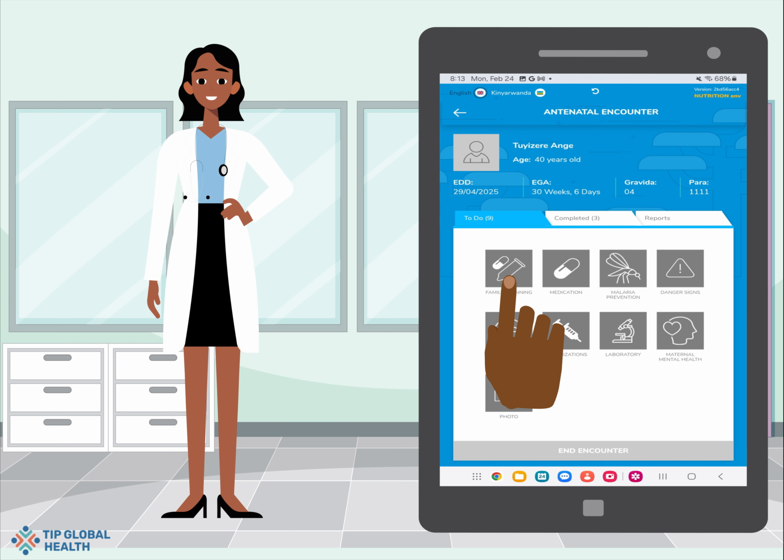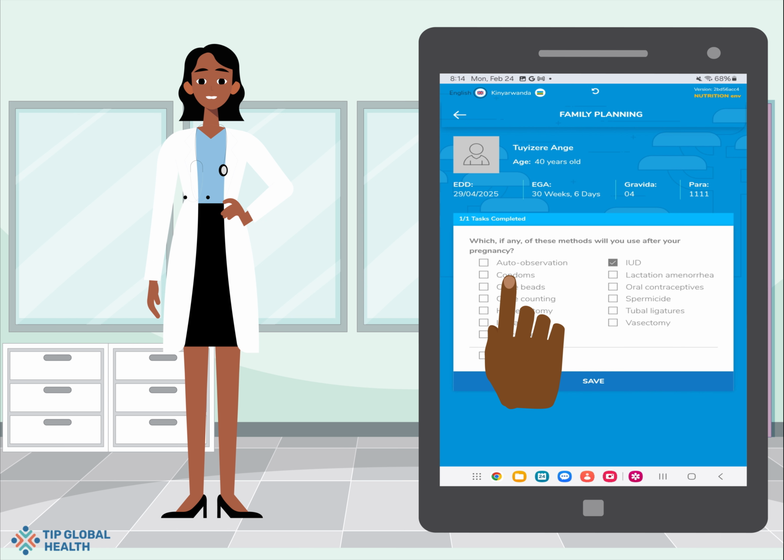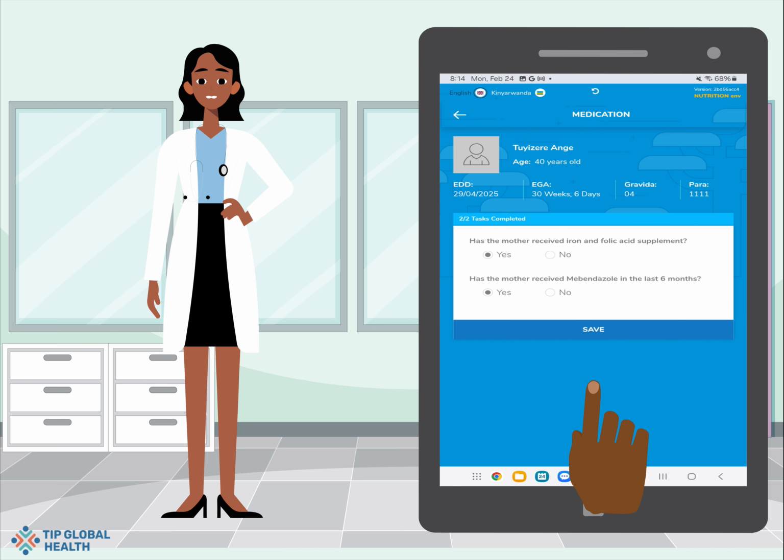And now onto family planning. Ange chooses to have an IUD placed after delivery. She has also received iron and folic acid supplements and also mebendazole in the last 6 months. So we hit yes for both.